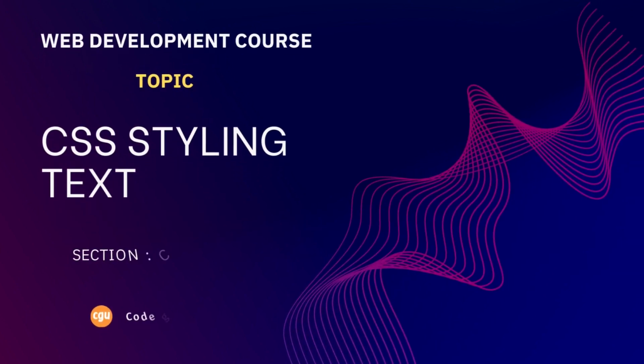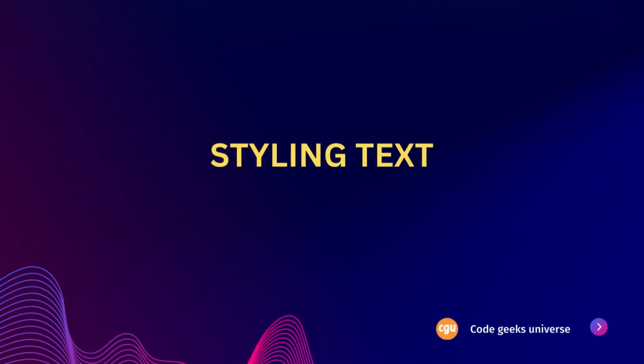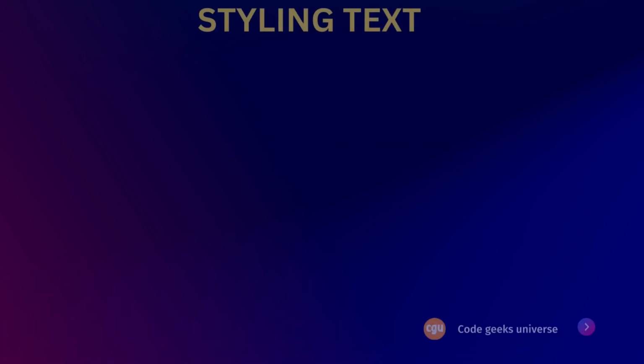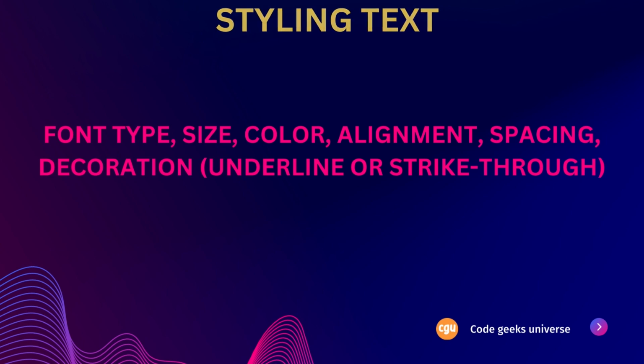In this video, we will learn about CSS properties through which we can style our text on our web page. So CSS is a crucial tool for formatting and presenting text on web pages. It offers an extensive range of properties dedicated to modifying the appearance of text elements. These properties allow us to control aspects such as font type, size, color, alignment, spacing, decoration, and more.